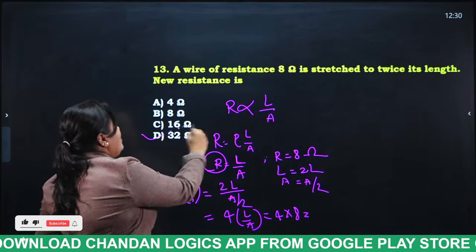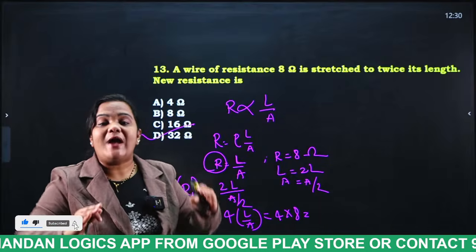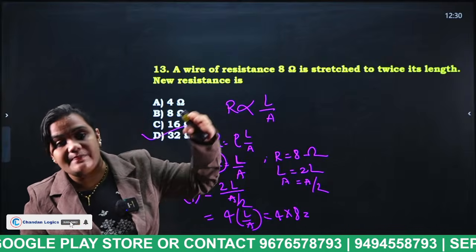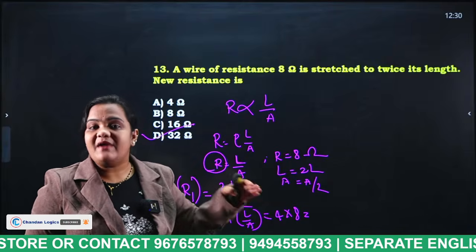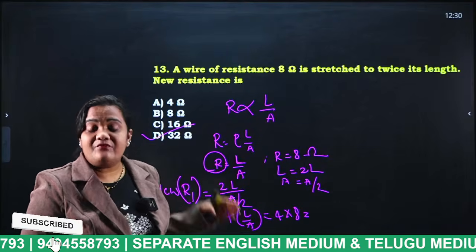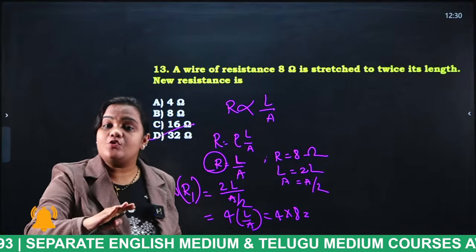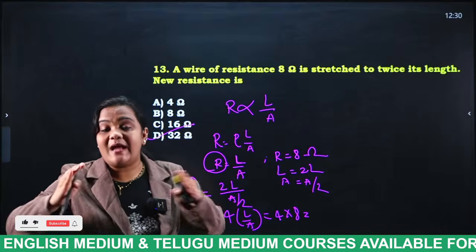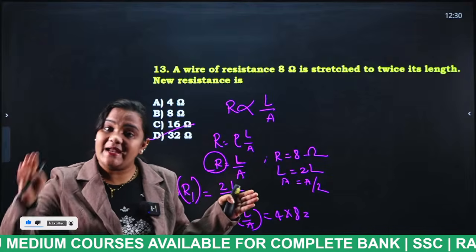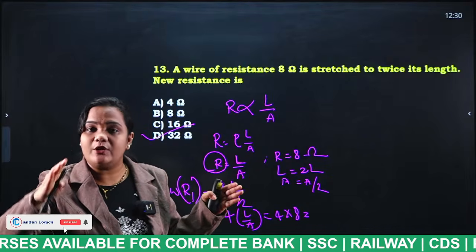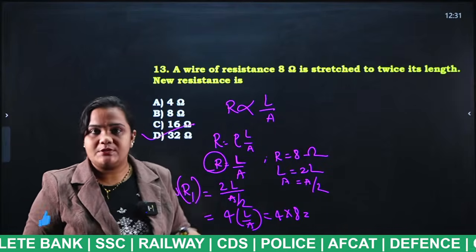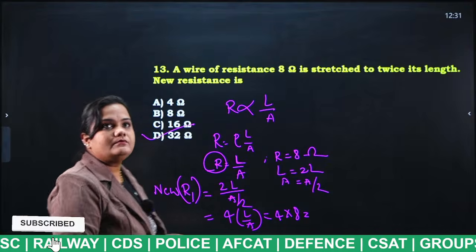Okay, 32 ohms. One thing you have to remember is that resistance is directly proportional to the length and inversely proportional to the area. In general, we write R is equal to L by A. In the problem, they have given that for the new resistance, the length is going to be twice and the area is going to be halved. So the new resistance will be 32 ohms. Clear? Yes, very good. Next question.